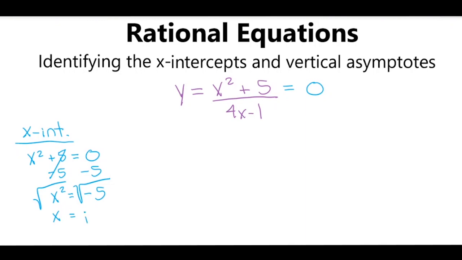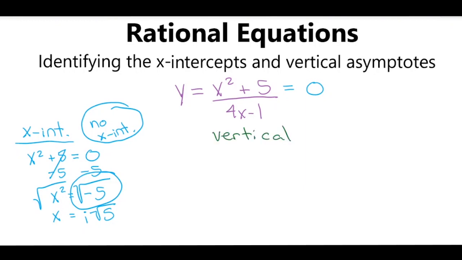Well, we could just say that this is i times the square root of 5, but we are looking for real x-intercepts, and imaginary intercepts don't exist. So I would say if I ever get a situation like this where x is equal to the square root of a negative number, then there are no x-intercepts.